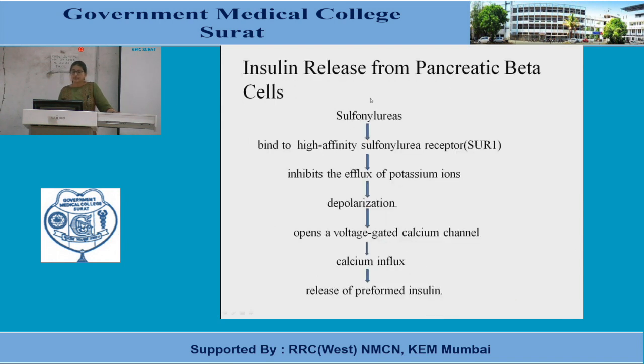What happens? Sulfonylurea binding to the sulfonylurea 1 receptor at the membrane of the beta cells of the pancreas inhibits the flux of potassium ions, then there is depolarization, then it opens a voltage gated calcium channel. This voltage gated calcium channel causes a calcium influx and causes the release of preformed insulin.